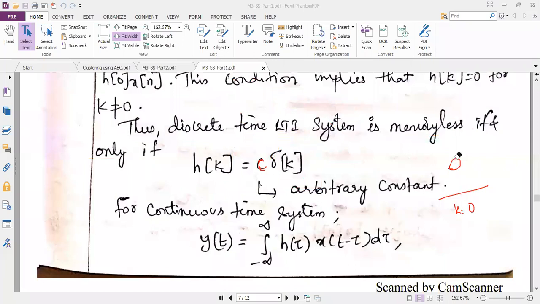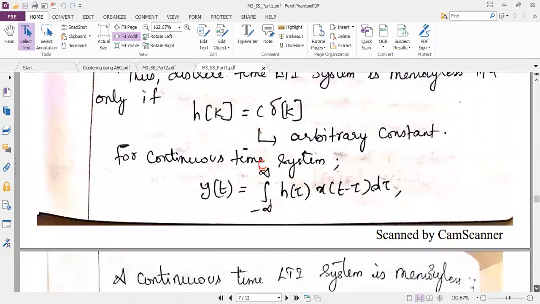In the same way, I want to write the equation for the continuous time system. For the continuous time system, you know very well how to expand the formula. The expansion is integral from minus infinity to plus infinity of h of tau x of t minus tau. I repeatedly tell you, h of tau I will not disturb, because based on this only I am going to write the formula. So I can disturb the other input, the x input. So h of tau x of t minus tau d tau.